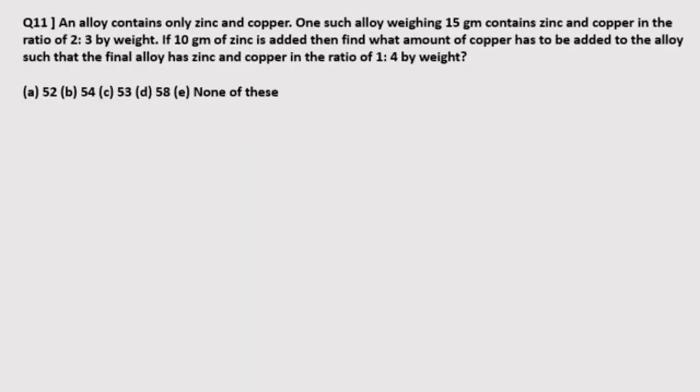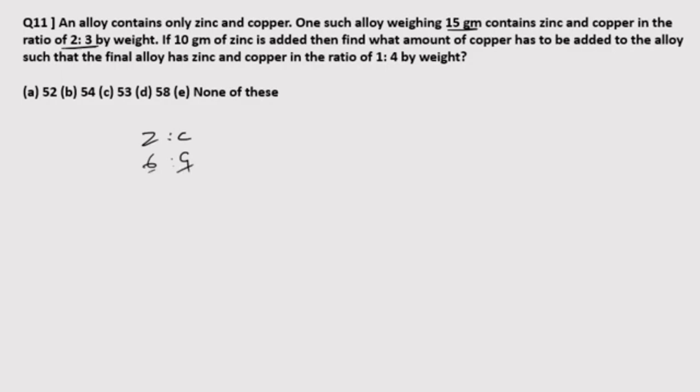An alloy contains zinc and copper. One such alloy weighing 15 gram contains zinc and copper in the ratio 2:3. If I break 15 grams in the ratio 2:3, then can I say 5 units equal 15, so 1 unit equals 3. So zinc equals 6 grams and copper is 9 grams. Fine, these are actually grams.